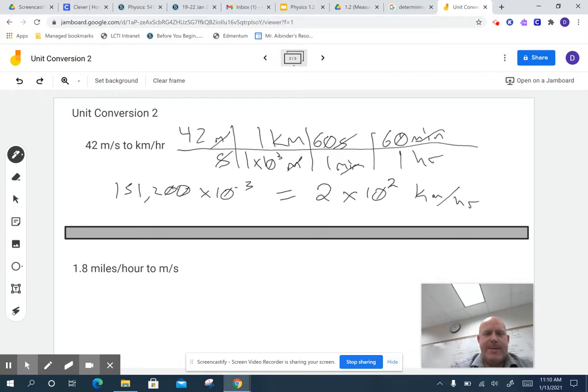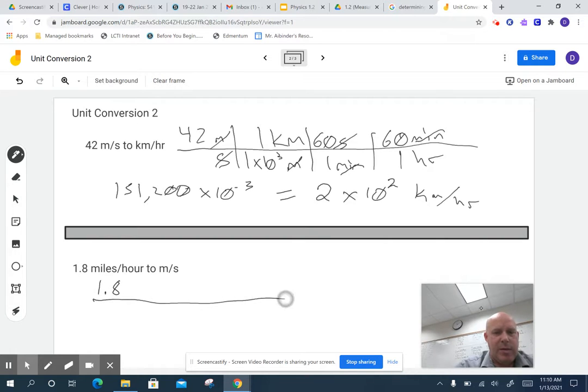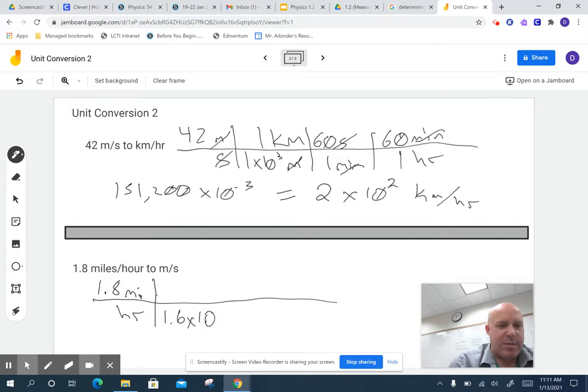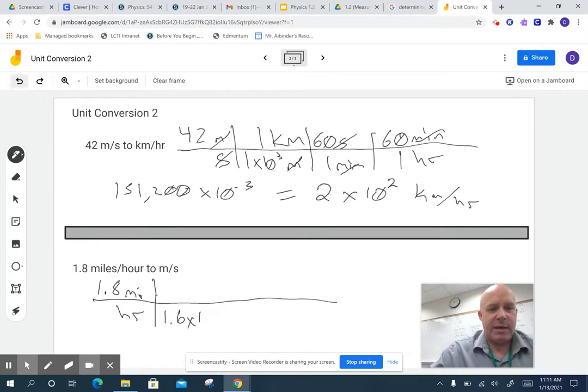All right. Now, next, 1.8 miles per hour to meters per second. Okay, here we go. 1.8 miles per hour. That's miles, by the way. I want to change that to meters per second. Well, here we go. 1 mile is 1.6 times 10. Oh, I'm doing it on the wrong place. See, even teachers mess up. I'm doing it on the bottom, and it needs to be on the top.